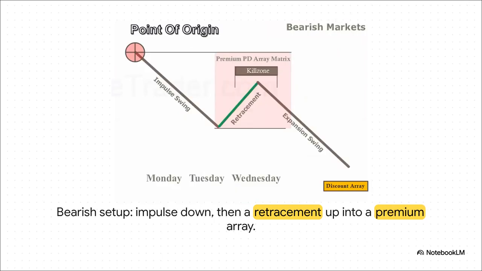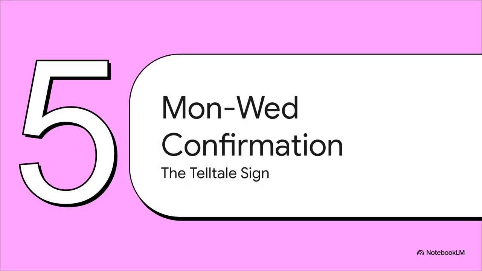And for a bearish market, it's a perfect mirror image. We get that first impulse swing down, showing heavy selling pressure. Then we wait patiently for a retracement back up into a premium array. Again, sometime between Monday and Wednesday and inside a high volatility kill zone. That's our cue to look for a short entry and ride the big expansion swing lower for the rest of the week. And this brings us to the final and maybe the most powerful piece of this whole puzzle.